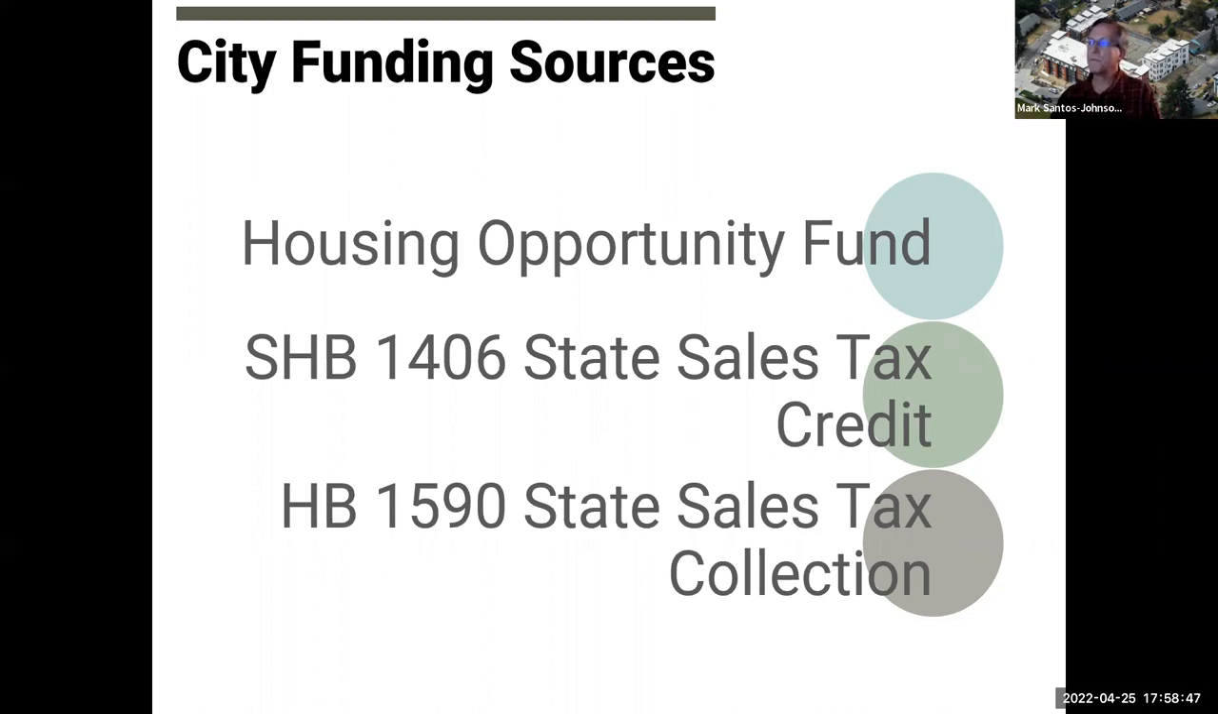The Housing Opportunity Fund can be used to support a variety of housing needs, including both affordable rental and affordable homeownership projects. Unfortunately, the 60% AMI limitation and or the eligible target populations for the other two sources make them difficult to use for affordable homeownership projects, which are typically targeted for households at or below 80% of AMI.